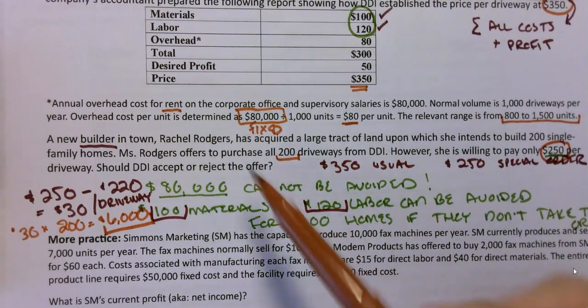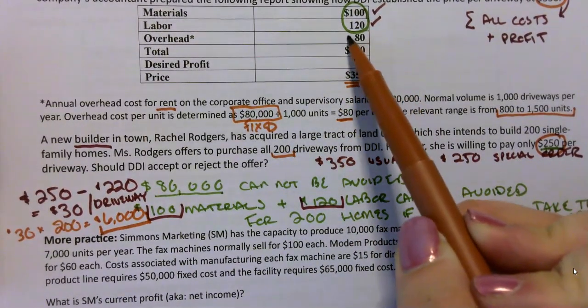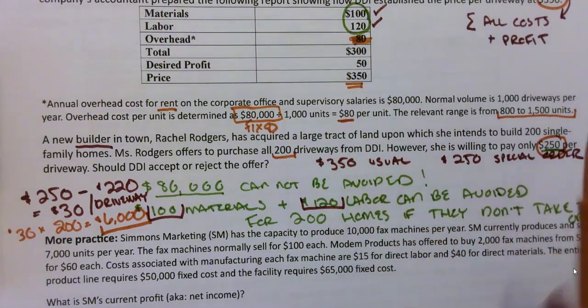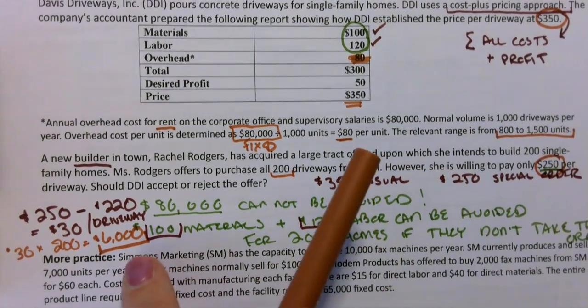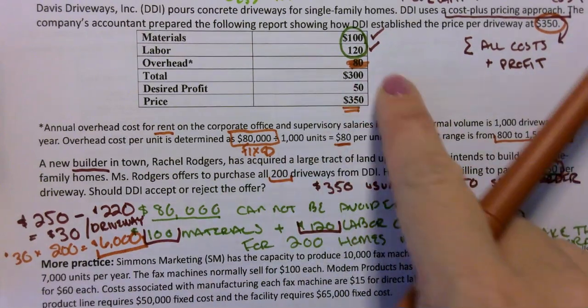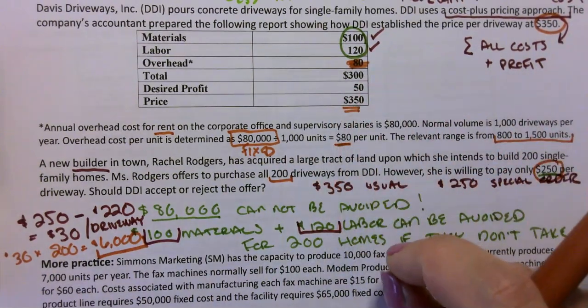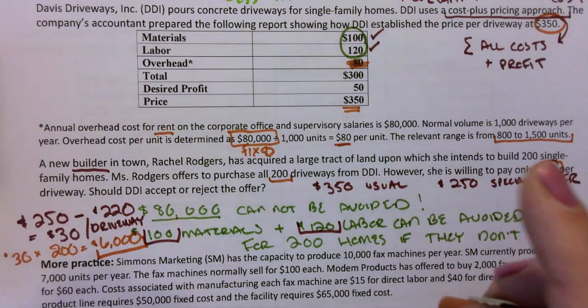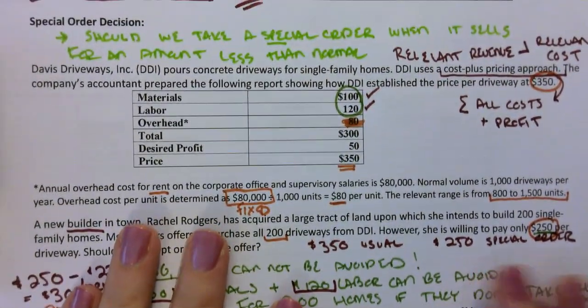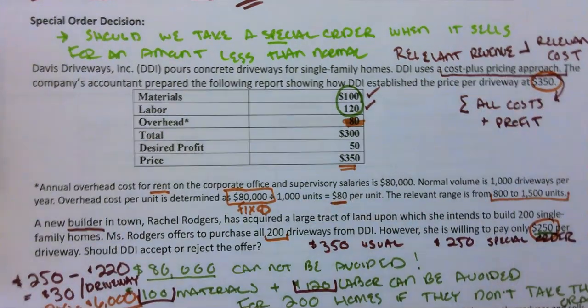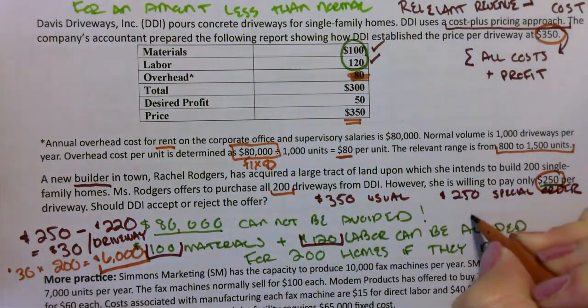Again, because our overhead is not avoidable, that's going to remain. $80,000 will not change. It's important to remember that we want to make sure that our differential revenue, the amount of money that we're getting, is more than those costs that we're incurring. So if our relevant revenue is more than our relevant cost, then we will accept this project.